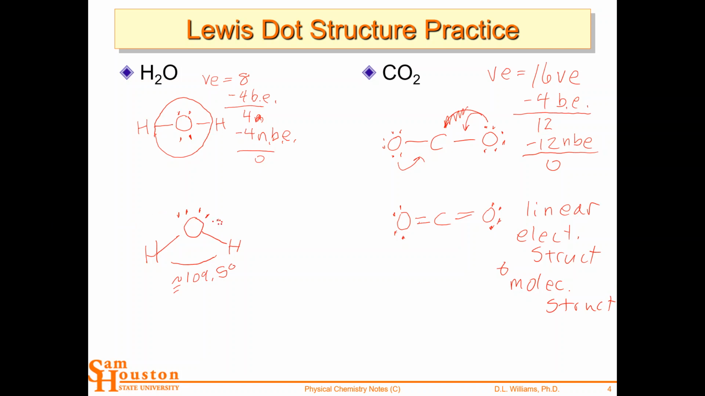Whereas this water here is tetrahedral around that oxygen, but a bent molecular structure. Does that help you to distinguish between those two? The electronic structure is around a particular atom, but the molecular structure is for the whole molecule.